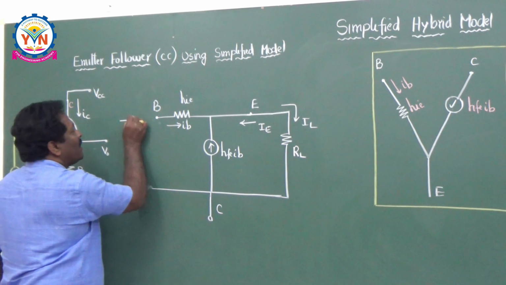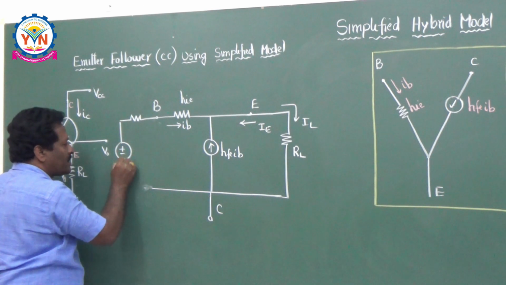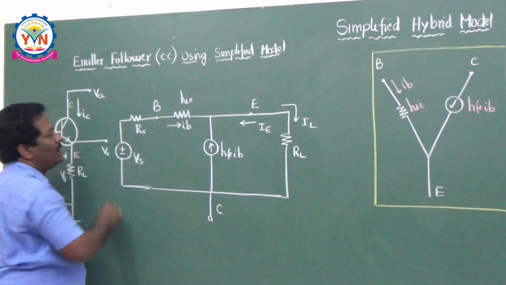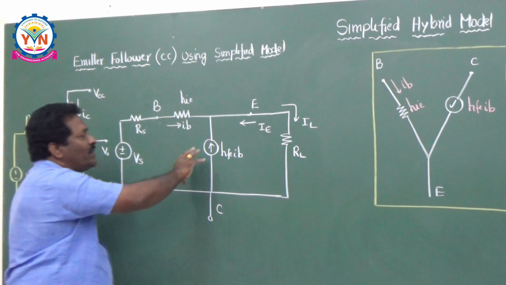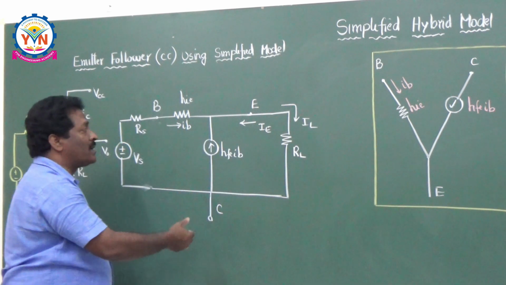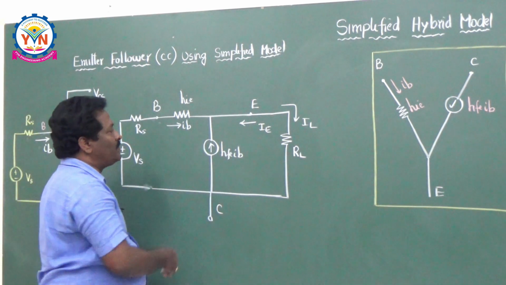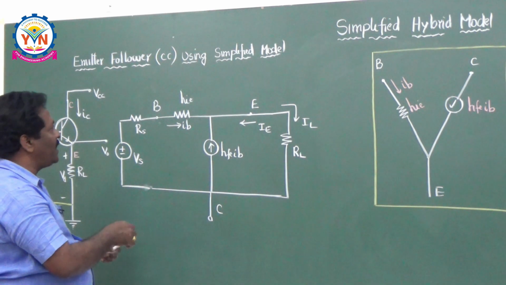So you can say this is RS and the voltage source VS. This is the VS and RS. Okay, so now this is the circuit. Definitely within no time you can analyze this circuit, because the circuit is totally transformed into the simplified hybrid model. So for this circuit, now let us calculate the current gain.